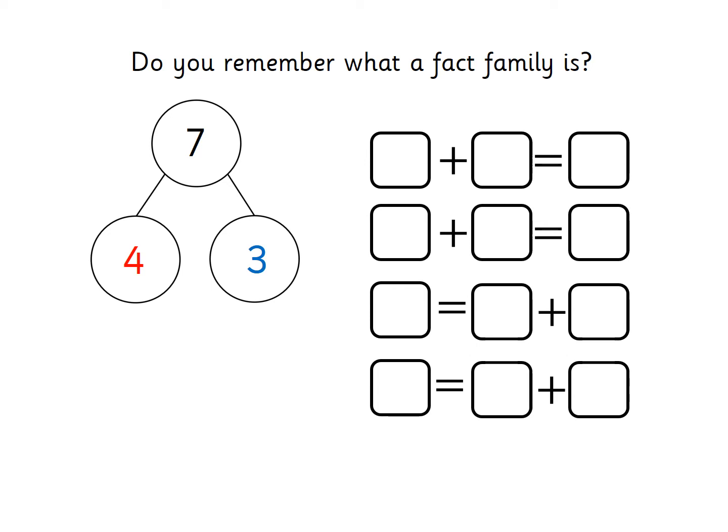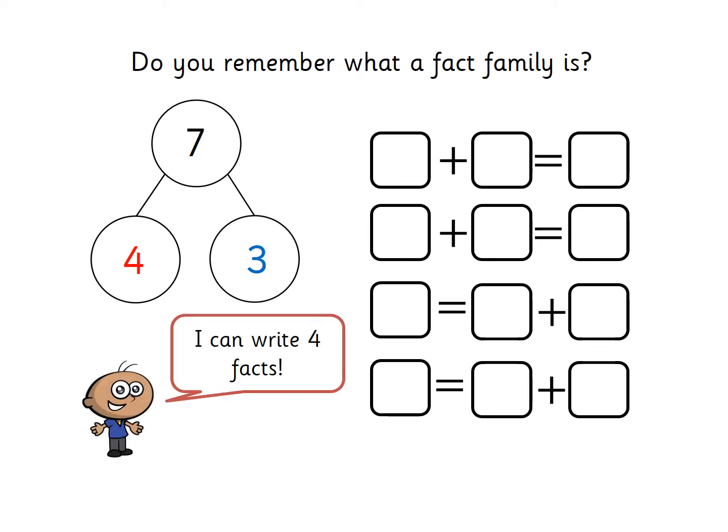So all of those numbers can fit into all of those number sentences. We don't use any other numbers, we just use the numbers that are a part of that part whole model. Okay, so I'm going to give you some examples. So this little boy here says that he can write 4 facts, okay? So if you can see, we've got 4 add 3 equals 7. If we switch our parts around, we've got 3 add 4 equals 7, it's the same.